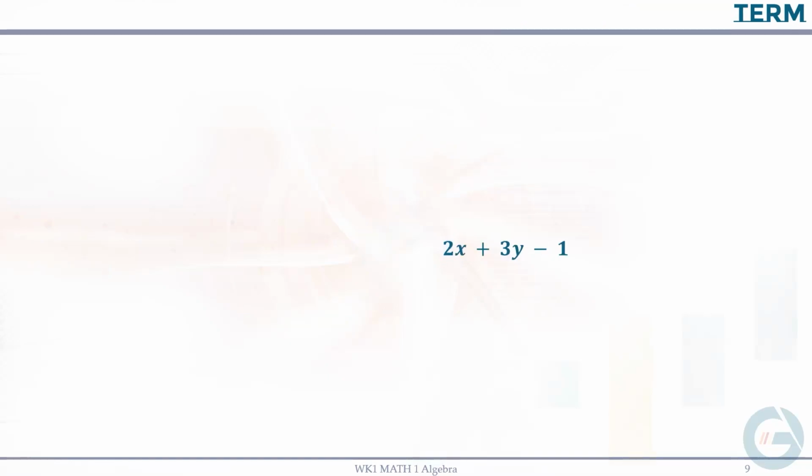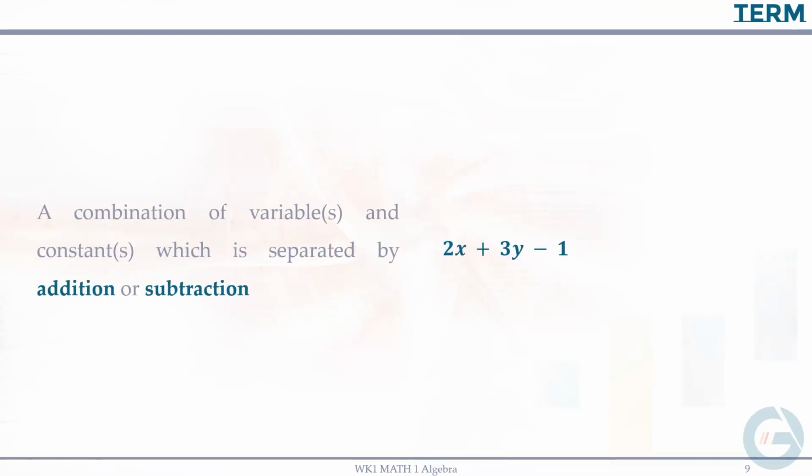We also have what we call a term. So this is a combination of variable and constant which is separated by addition or subtraction. So for this given algebraic expression, we have 3 terms. We have 2x, 3y, and 1. So 2x and 3y is separated by addition, right? And 3y and 1 is separated by subtraction. So this algebraic expression has 3 terms. So the 2x is the first term, 3y the second term, and the last term is 1.